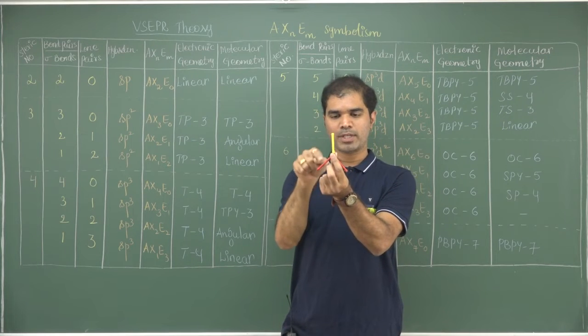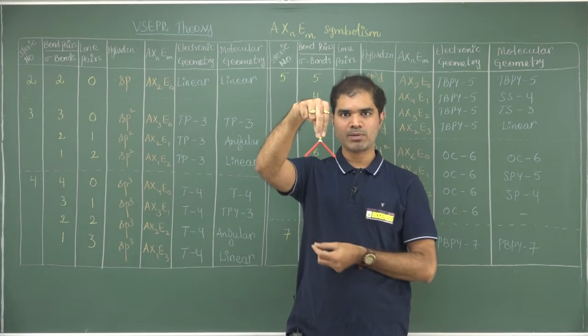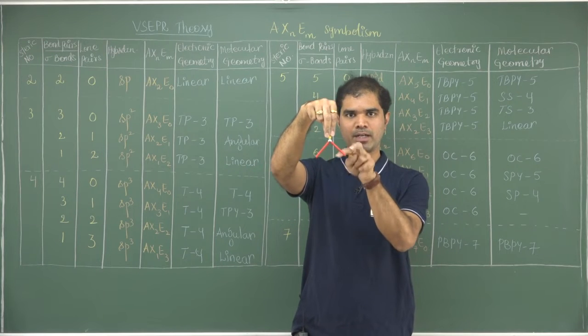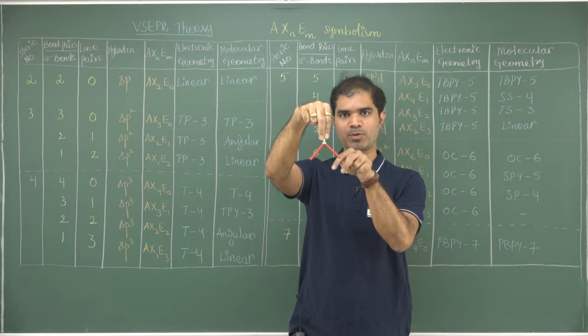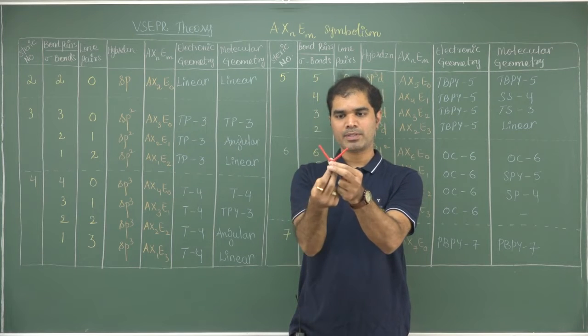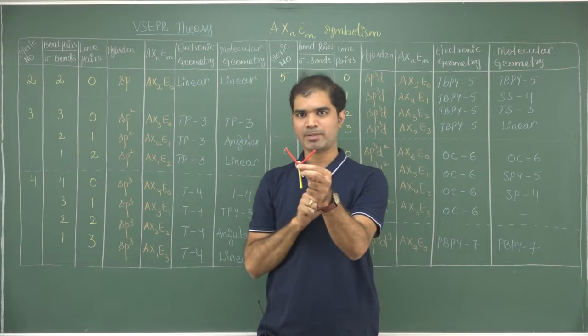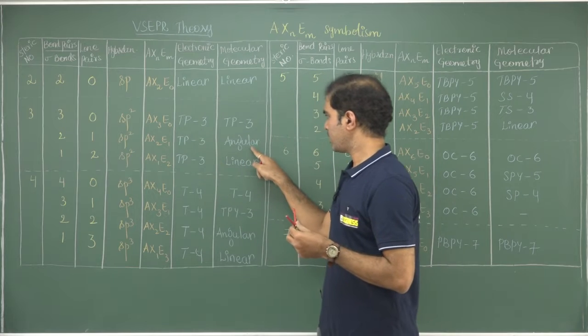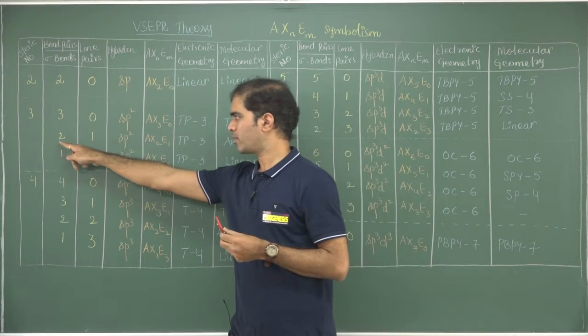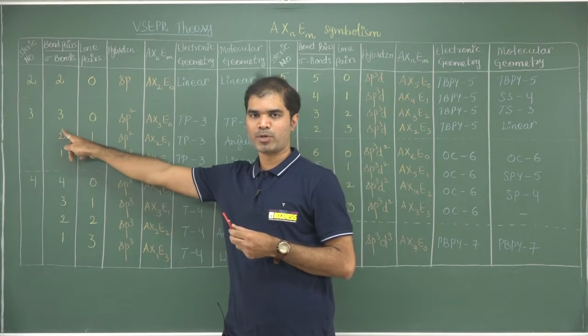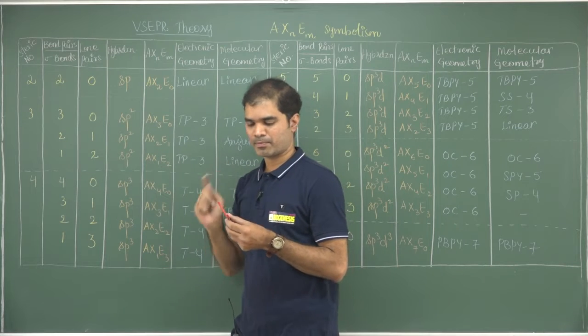When it comes to the molecular geometry, you just forget about this lone pair. Now it looks like a V, a bent shape or a V shape or an angular shape. So it is kind of a V shape, and that is the molecular geometry whenever you have a 2+1 combination of bonding pair and non-bonding pair.